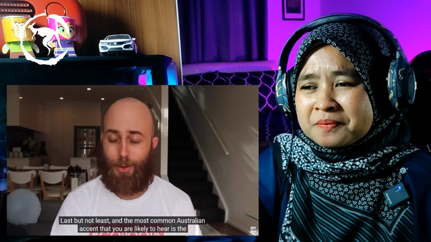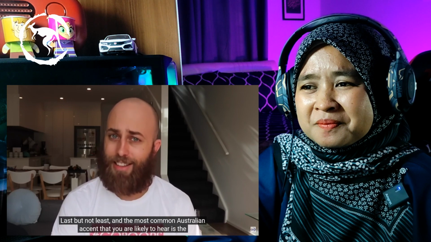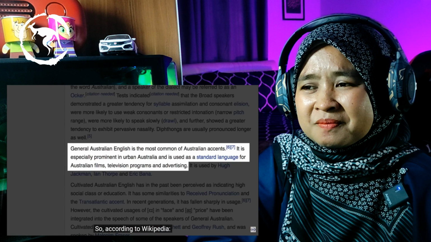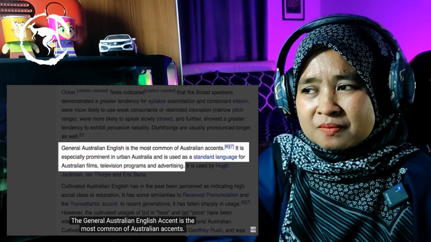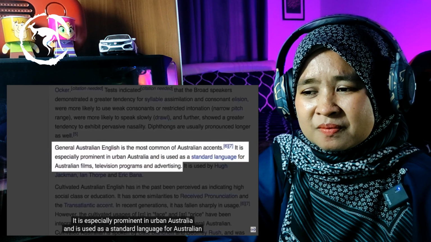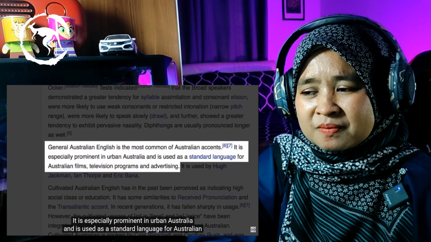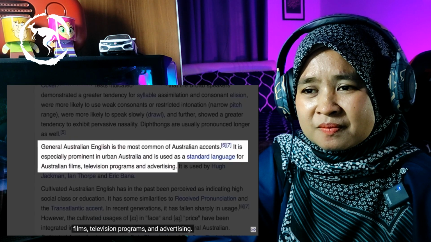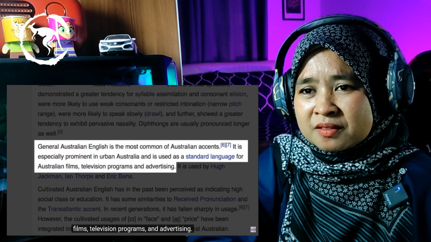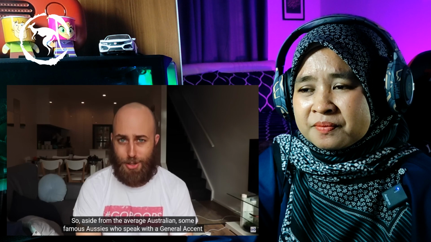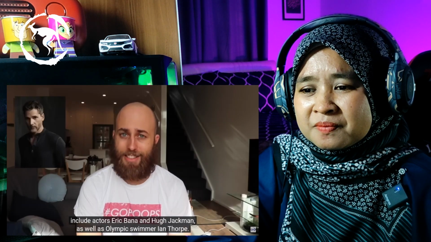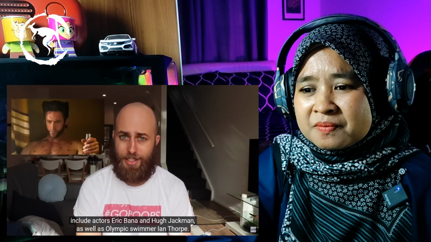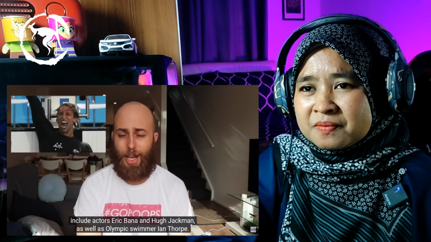Last but not least, and the most common Australian accent that you are likely to hear is the general accent. According to Wikipedia, the general Australian English accent is the most common of Australian accents. It is especially prominent in urban Australia and is used as a standard language for Australian films, television programs, and advertising. Aside from the average Australian, some famous Aussies who speak with a general accent include actors Eric Bana and Hugh Jackman, as well as Olympic swimmer Ian Thorpe. Let's have a listen.